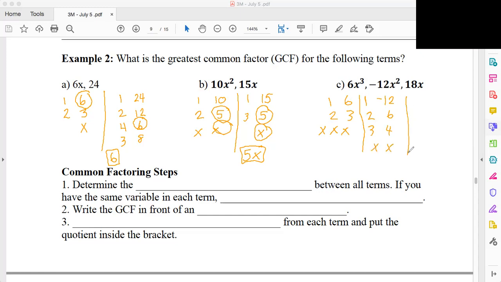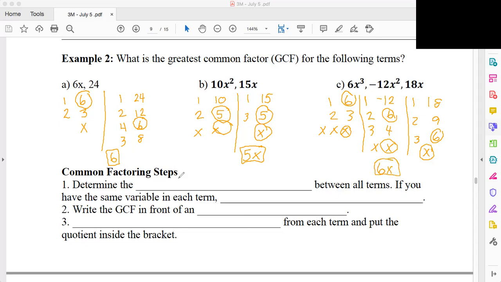And we're going to look at 18. So we have 1 and 18, 2 and 9, and 3 and 6, and 1x. So we see here that they all have an x in common. Okay, and the largest number would be 6 with all three. So our common factor is 6x.